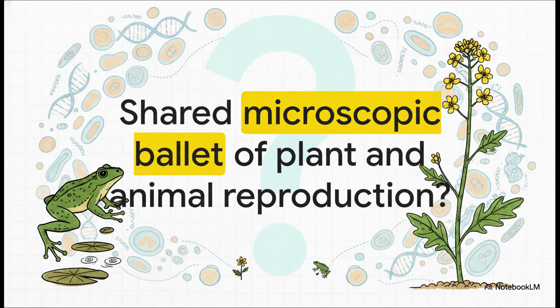So, as we wrap up today's explainer, I just want you to consider this for a second. Looking at the vast, obvious physical differences between a hopping, water-dwelling frog and a tall, rooted, flowering mustard plant, isn't it absolutely incredible that their very survival as a species relies on the exact same microscopic cellular ballet? It just goes to show that while life on the macro level is wonderfully diverse, the foundational architecture of life is universally precise, structured, and deeply interconnected. What other invisible systems are running in the background of the nature we see every single day? Think about that next time you see a flower bloom or a frog leap.